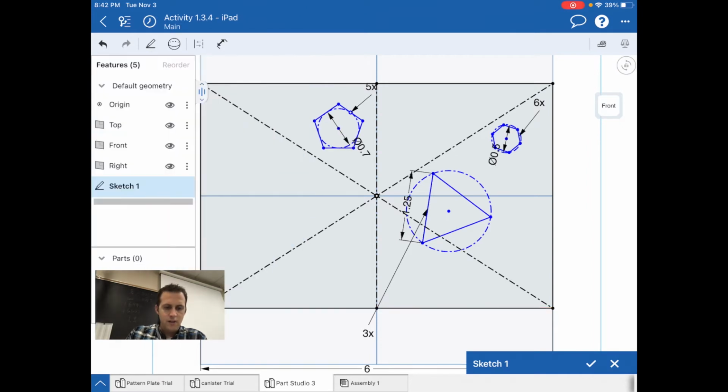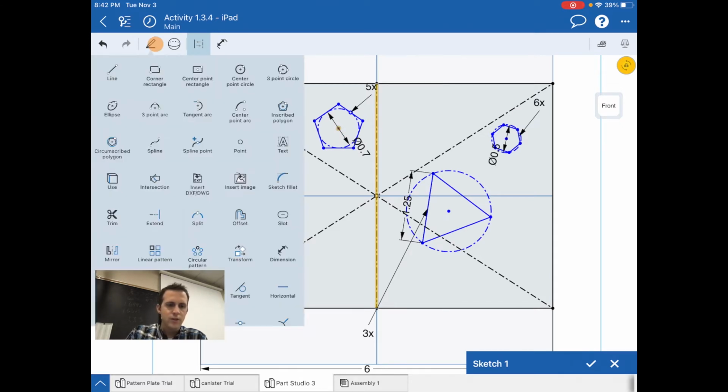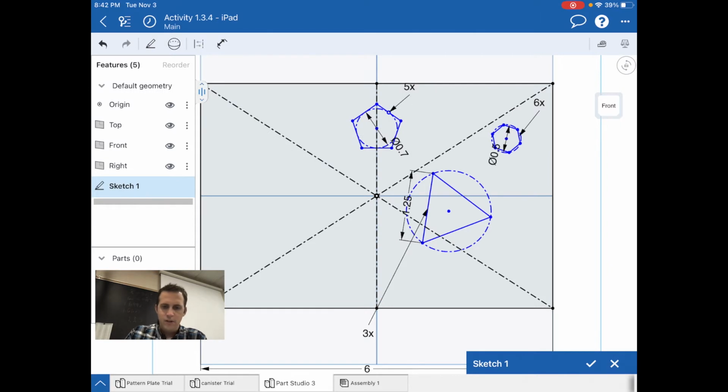I'm going to go to my constraints. I'm going to go to parallel, and that one's parallel. And then I'm also supposed to put that point coincident right on that line. So I'm going to do that. Coincident.